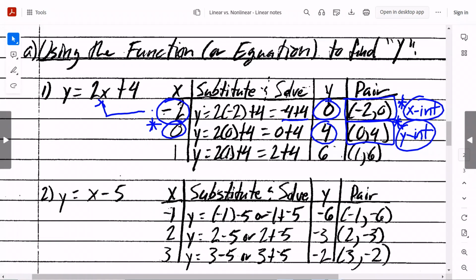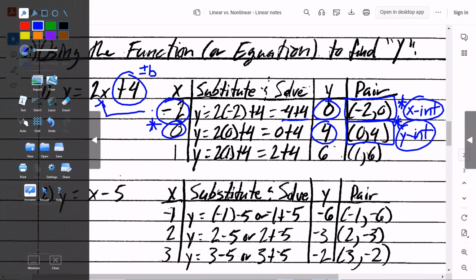Now, I will say this. If you look at the equation, the y-intercept has to be there. Your y-intercept is right here. That's your plus or minus b right there. So the y-intercept will always be there. It may just be that the x for it is not a given value.